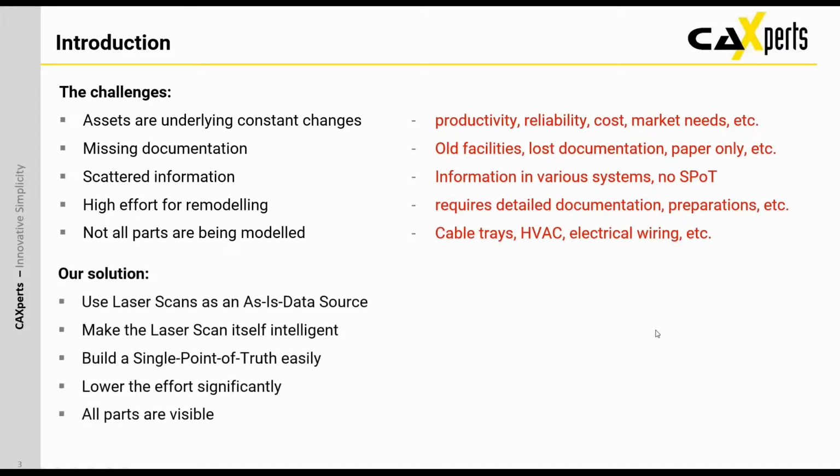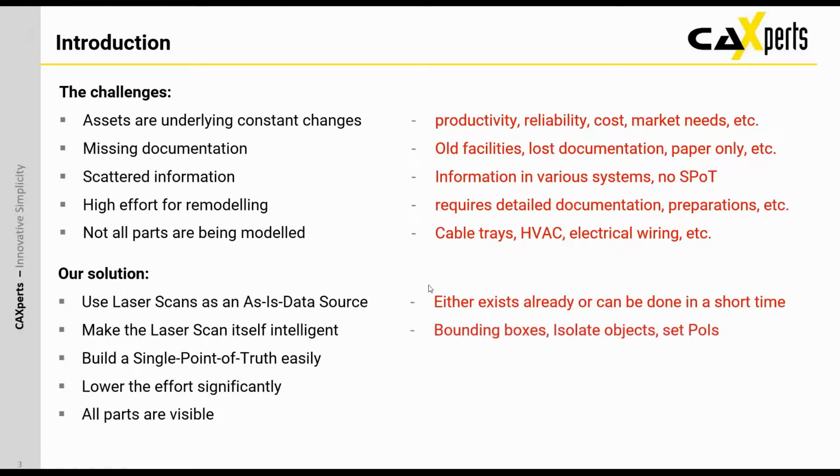So what is our solution? First of all, use laser scans as an as-is data source. So that one either exists already or can be done in a short time. And when we're talking about scan to CAD and remodeling, that's a step that's going to be done anyway. Make the laser scan itself intelligent, so you can set bounding boxes, isolate objects, or set points of interest to point out objects from the laser scan itself. Build a single point of truth easily. You can integrate additionally documents, PNIDs, layout plans, etc. We will be coming back to that a bit later.